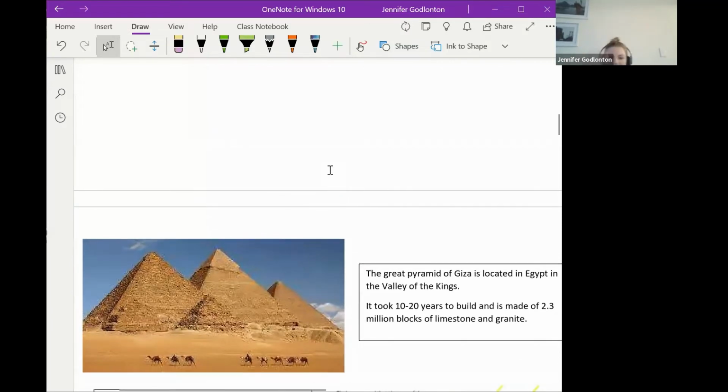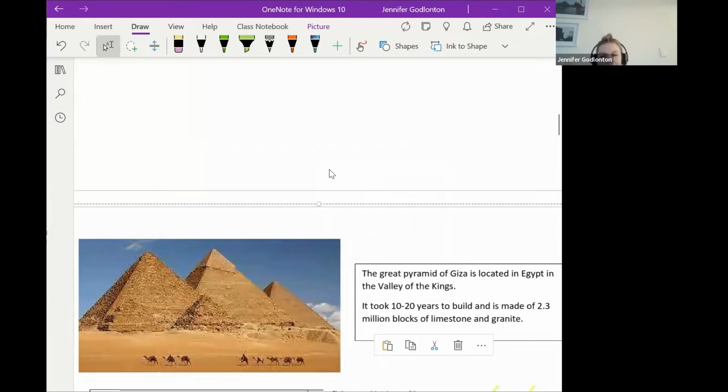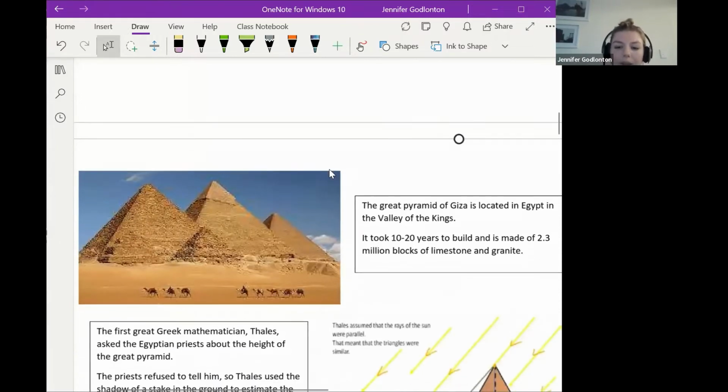Okay, so we're just going to take a quick journey through trigonometry for a second as to how we actually figured out trigonometry. Okay, so this over here is the Great Pyramid of Giza. It's in Egypt, in the area of the Valley of the Kings, for anyone who's interested in anything to do with Egypt. They took 10 to 20 years to build it. It's made of 2.3 million blocks of limestone and granite. So you can imagine how long that would have taken. Each block had to be put together to create these pyramids.